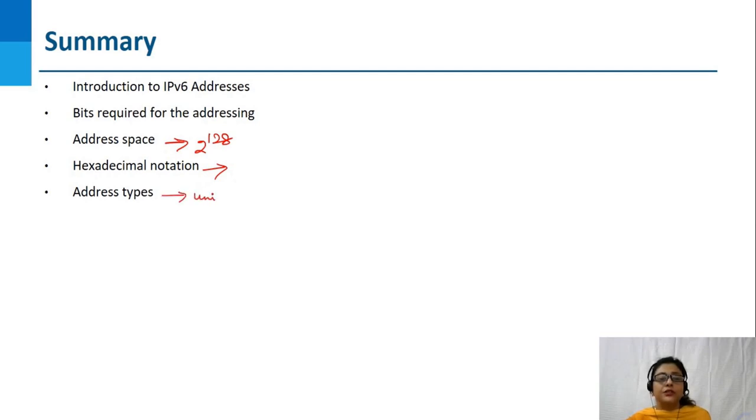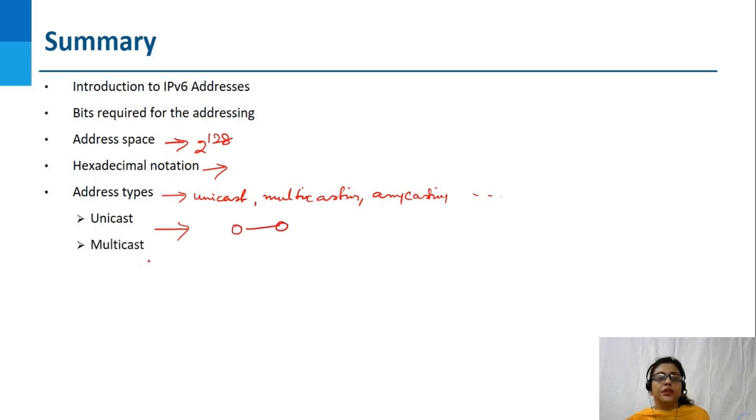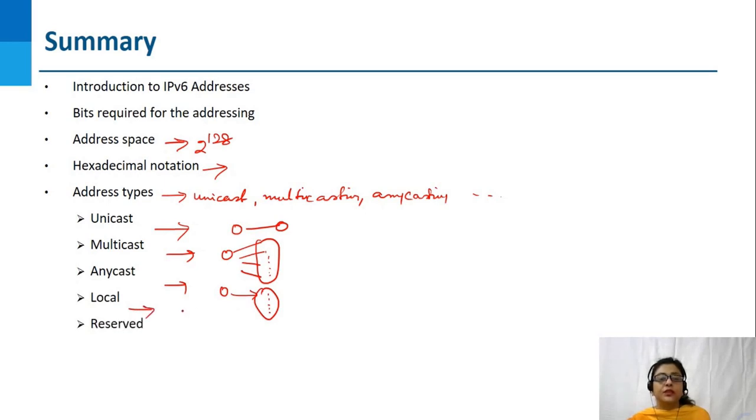We have learned about unicasting, multicasting, anycasting, and so on. Unicasting basically means one-to-one connection. Multicasting means one to a group of devices. Anycasting means one to any one of the group. Then we have understood local addressing, which is mainly the private addressing scheme. And we have understood the reserved address types.